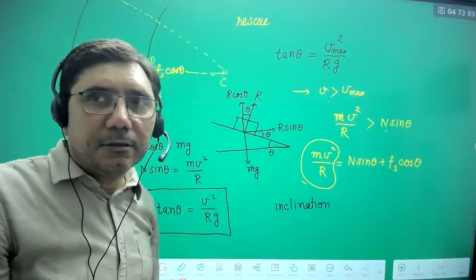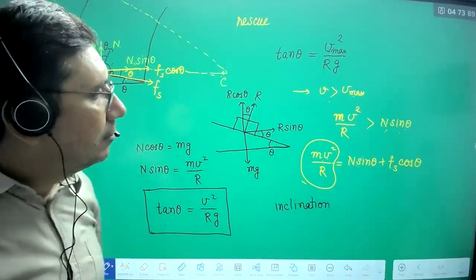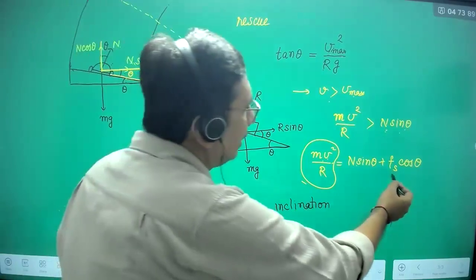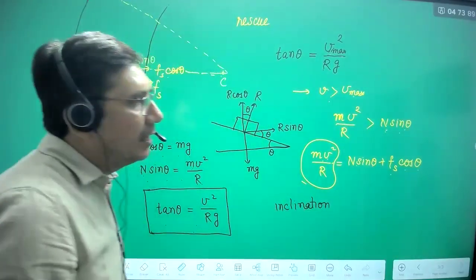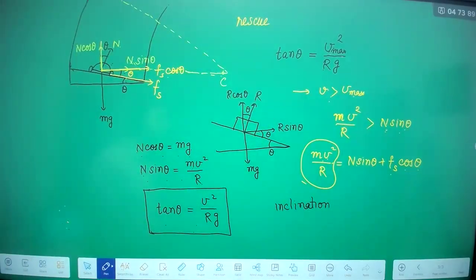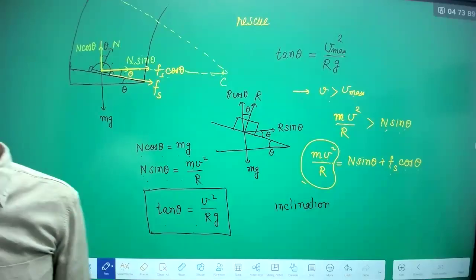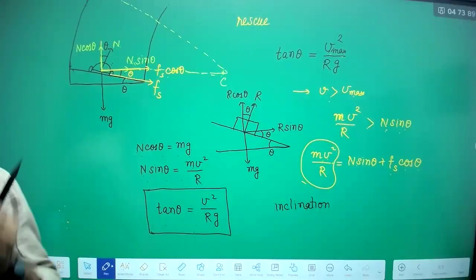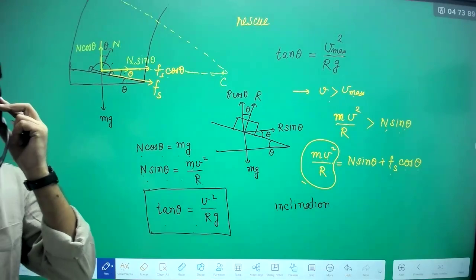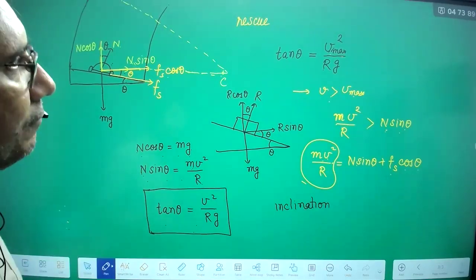After this, the equation, sir: mv² divided by r equals N sin θ plus Fs cos θ. This will be the equation. So yes, beta, please. Why is this Fs cos θ not in the tan θ equation? Why this Fs cos θ?